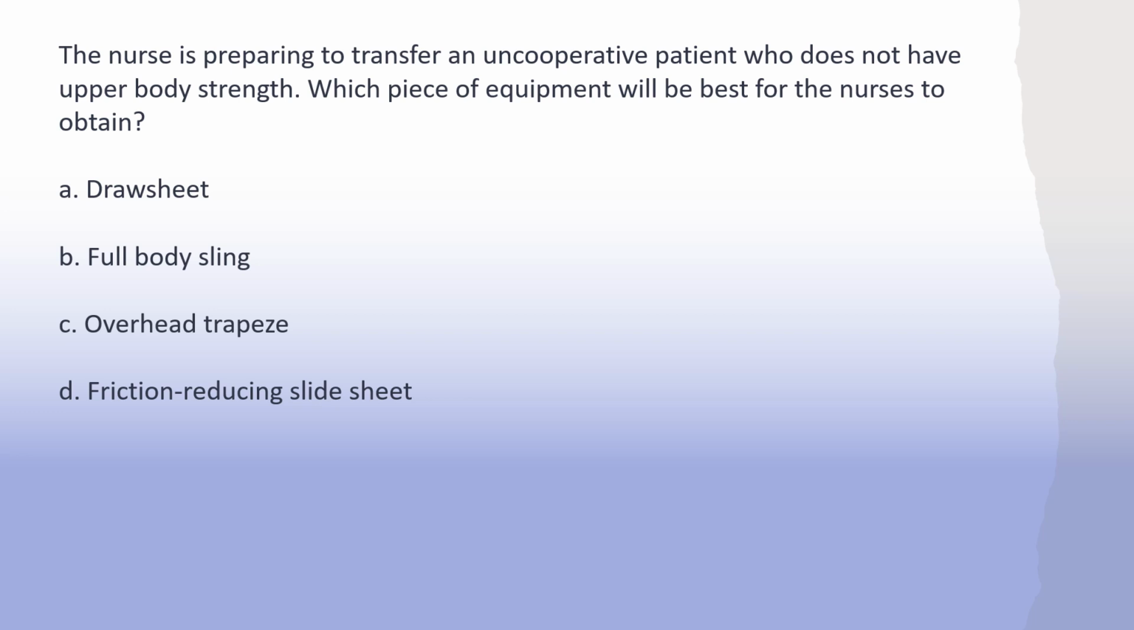The nurse is preparing to transfer an uncooperative patient who does not have upper body strength. Which piece of equipment will be best for the nurses to obtain? A. Draw sheet. B. Full body sling. C. Overhead trapeze. D. Friction reducing sled sheet.